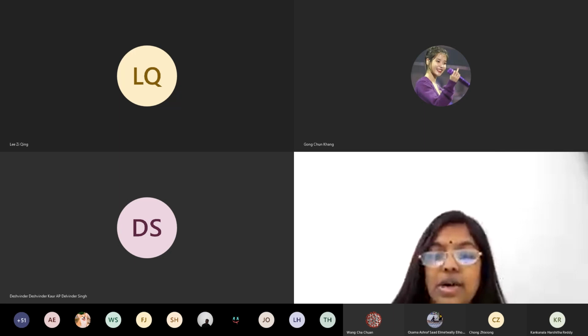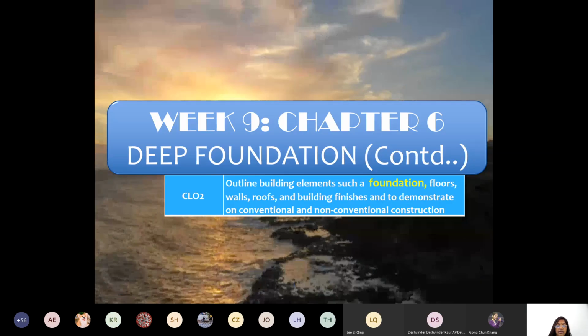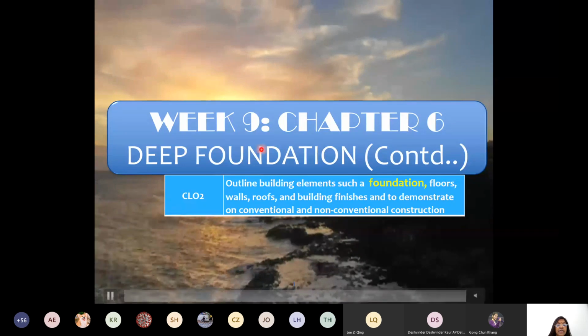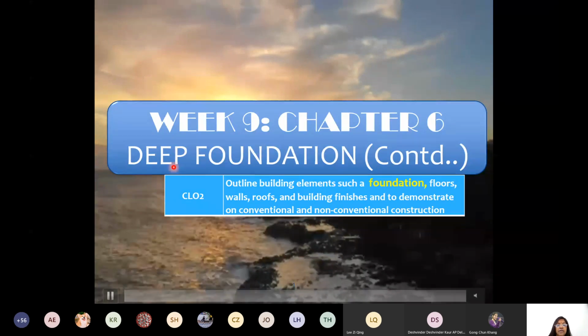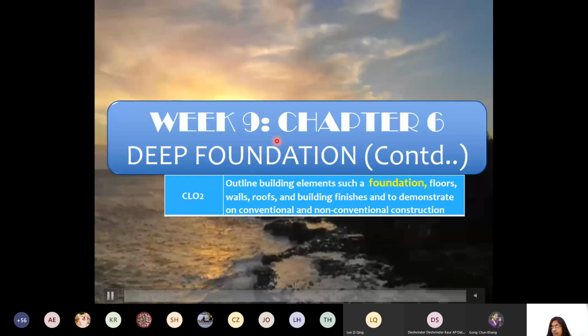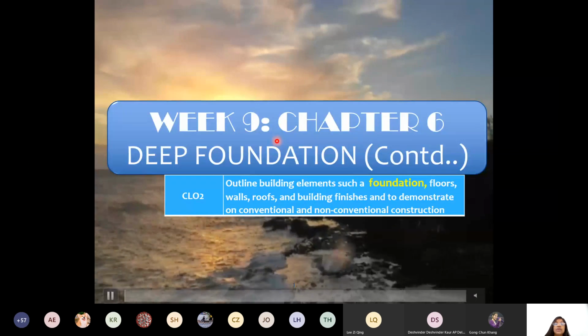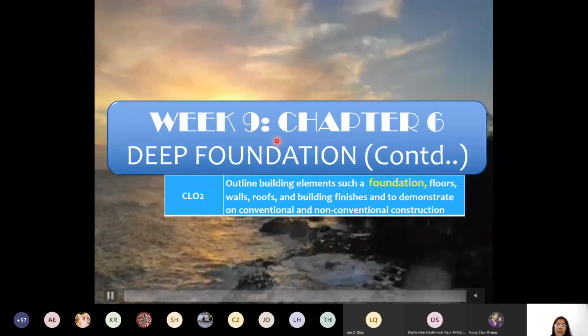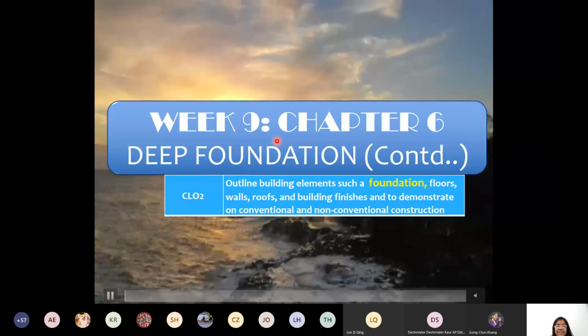Today's class is on deep foundation continuation. Can you all see the slide and the laser pointer moving on the slide? Yes. Okay, thank you. If at any time you cannot see the slide, please tell me. Don't keep quiet. No point. I'll be talking to somebody else then.